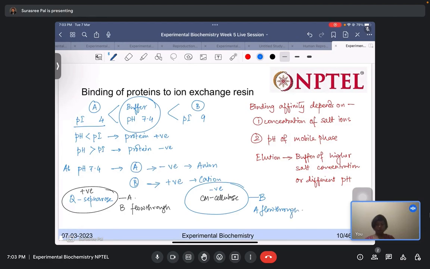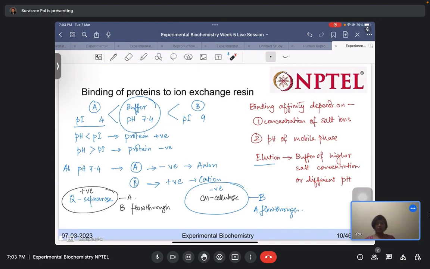Right? So now how do we elute these proteins out? The elution will depend on a buffer of higher salt concentration, or if we change the pH of the buffer. By that way also we can elute out the bound protein from the column. And we can separate these two proteins, protein A and B, based on their pI and based on their charge. Right? But remember, this is in this ion exchange resin.